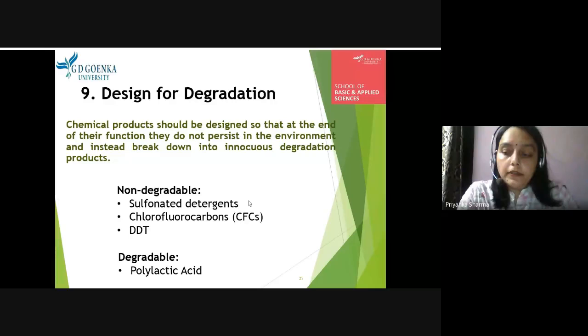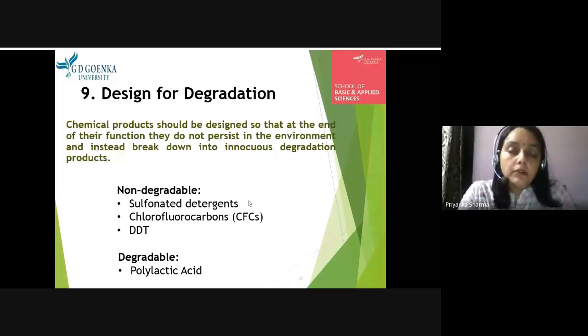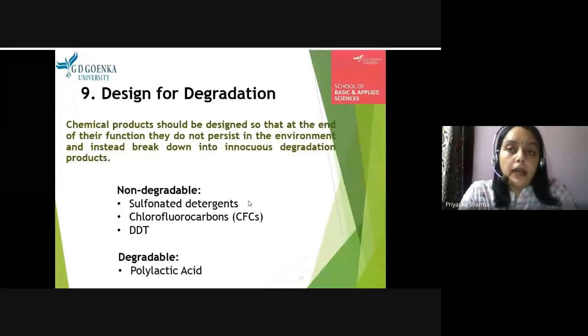The most common example is of non-biodegradable material which was synthesized earlier. Now these are prohibited, like DDT. We all know the case study that DDT is non-biodegradable. Once it enters into the food chain, its concentration will increase as we move from one level to another in the food chain. So we have to design a product which should be biodegradable. Say, for example, polylactic acid.